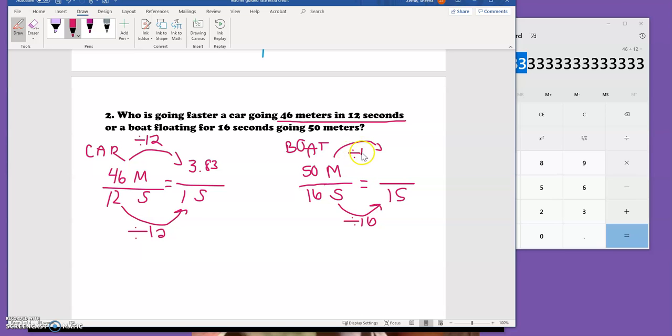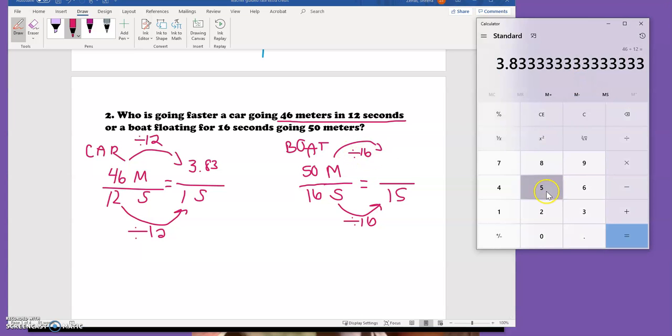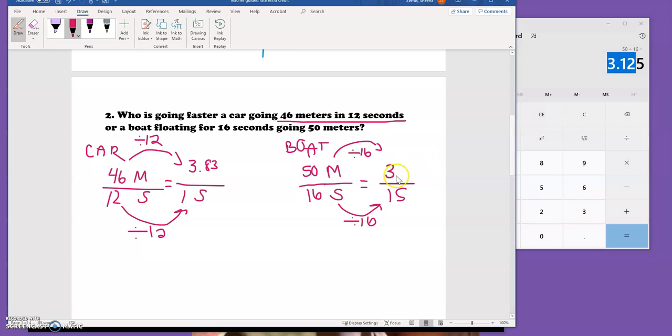Make sure you're showing your work, but doing the division on a calculator. And again, we'll just go 2 decimal places. So what this is telling me is the car can go 3.83 meters in 1 second, and the boat is going 3.12 meters in 1 second. So the person going faster is the person who's going the further distance in 1 second. So here we're looking for the larger number to compare speed, and that would be the car.